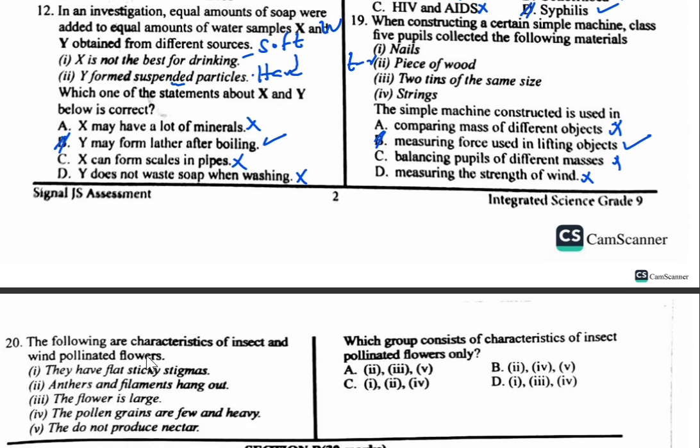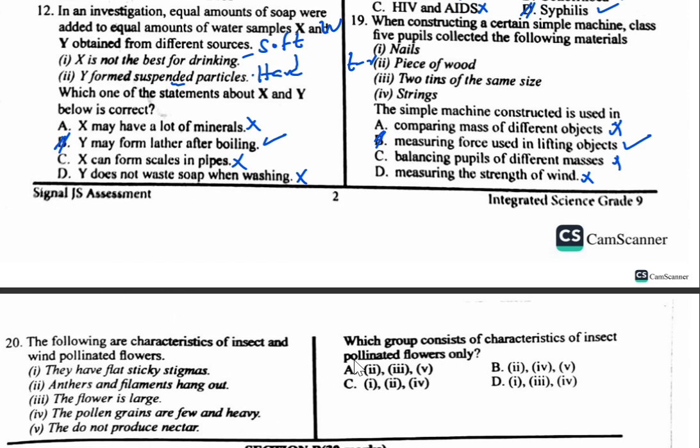We continue to question number 20. The following are characteristics of insect and wind-pollinated flowers. Roman 1, they have flat sticky stigmas. Roman 2, anthers and filaments hang out. Then Roman 3, the flower is large. Roman 4, the pollen grains are few and heavy. Roman 5, they do not produce nectar.